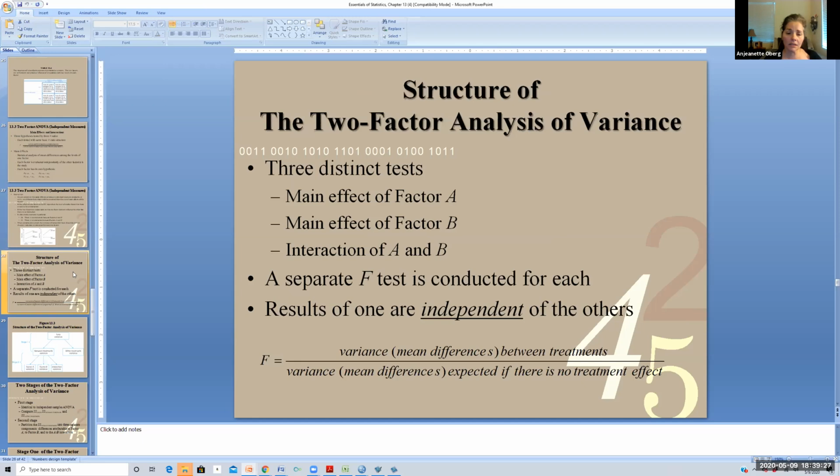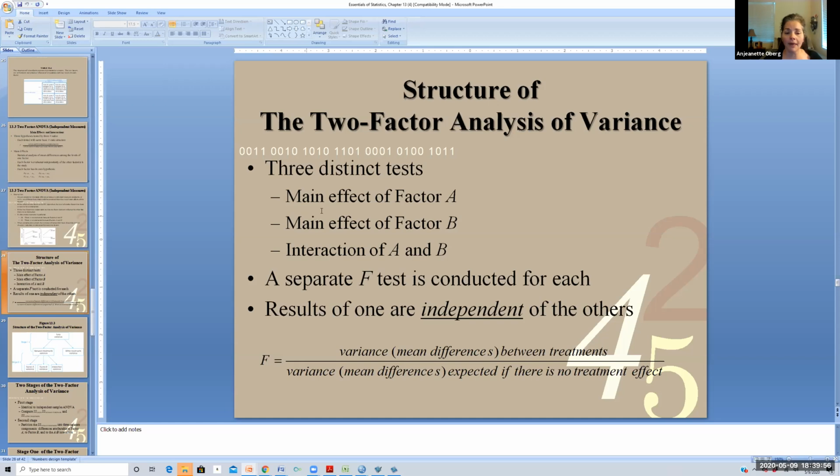Okay, so let's start to look at this mathematically and look at the formulas. So again, we're doing 3 different F-tests, one that's testing the main effect of factor A, one that's testing the main effect of factor B, and then one that's testing the interaction between A and B. We do a separate F-test or ANOVA for each of those 3 separate tests. And the results are independent of one another. So you have a number of possible outcomes.